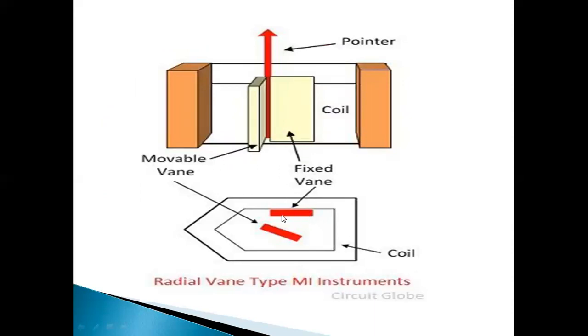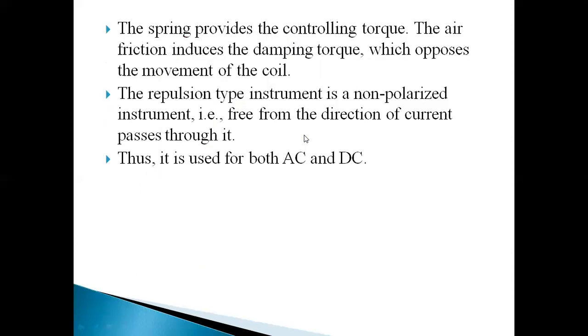So see here, this is the pointer where it is going to show the value on the calibrated scale. The spring provides the controlling torque. The air friction induces the damping torque, which opposes the movement of the coil. The repulsion type instrument is a non-polarized instrument, that is, it is free from the direction of the current passing through it. Thus, it is used for both AC as well as DC.